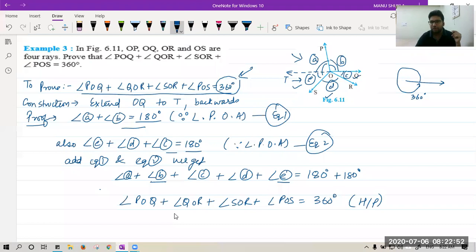Then I have angle B is equal to this one. Sorry, POQ is angle B only. So you have replaced B with POQ, C with QOR, D with ROS, and this A and E is POS. I hope now you got this.